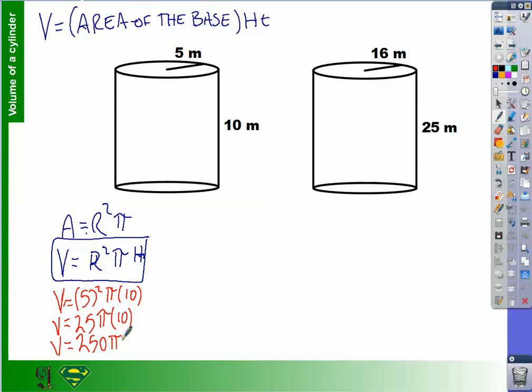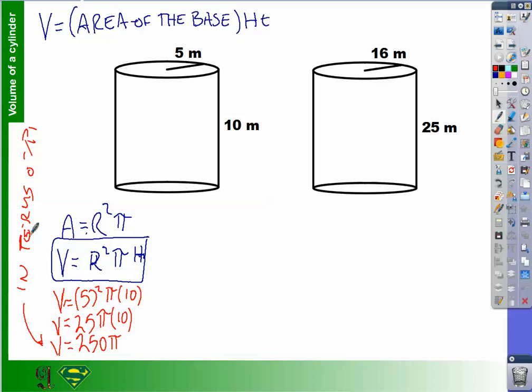Now here's the beautiful thing. If the instructions do not specify that you are expected to round to a certain decimal place, or do not say that you need to use 3.14 for pi, or don't specify how to give the answer, you can leave the answer just like this. 250 pi is called in terms of pi. So this answer right now is expressed in terms of pi. That's a T and this is an E.